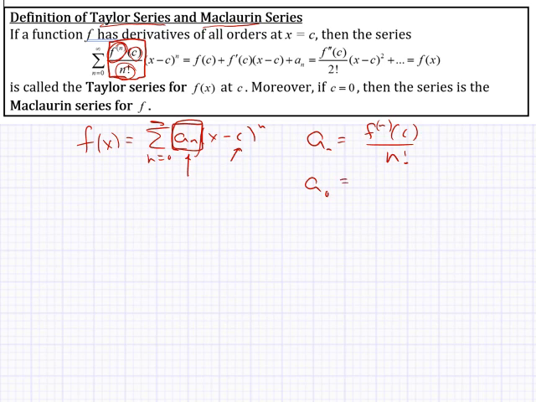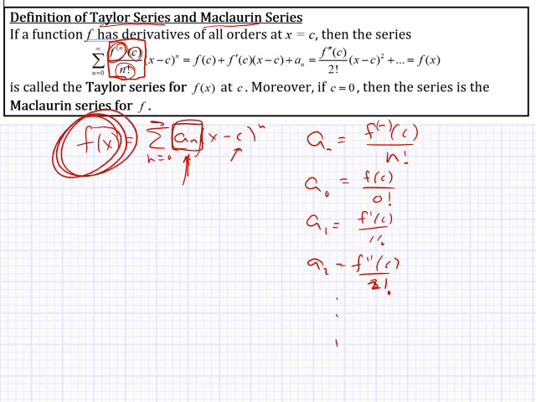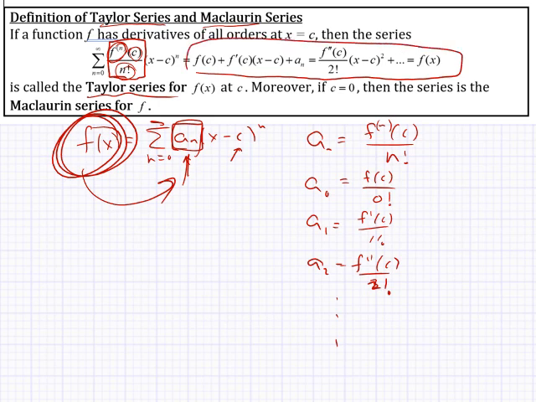So a sub 0 would be just the 0th derivative, which is the original function, over 0 factorial. A sub 1 would be the first derivative at c over 1 factorial. A sub 2 would be the second derivative at c over 2 factorial, etc. So all those coefficients will be based off of the derivatives of the function that we're trying to represent as a power series. This is what we call a Taylor series, a series that is made up of those components. And if we take that exact series makeup and center it specifically at 0, we'll call it a Maclaurin series.